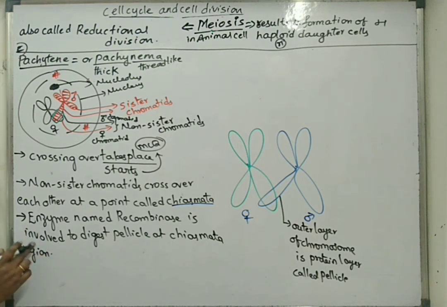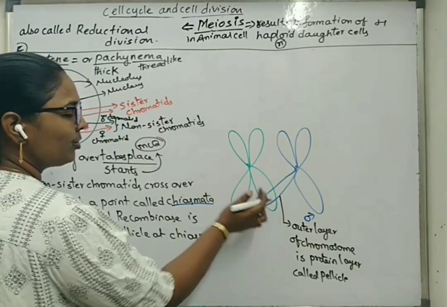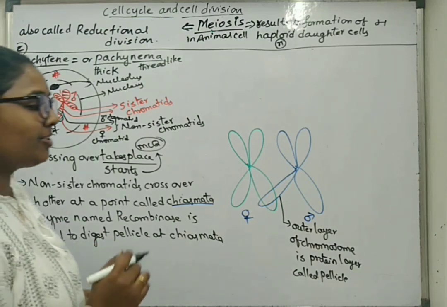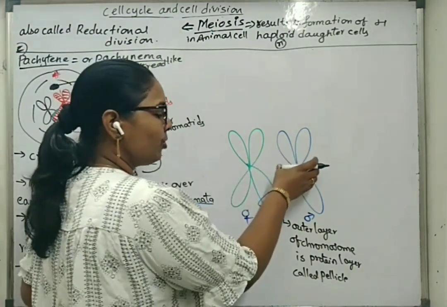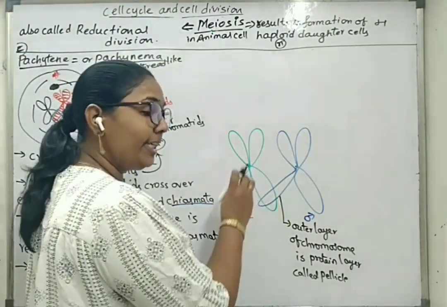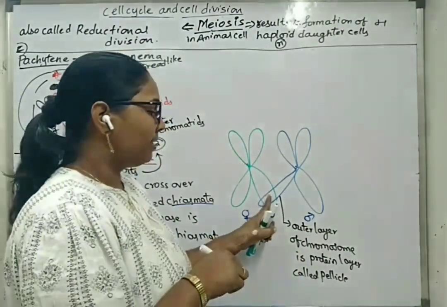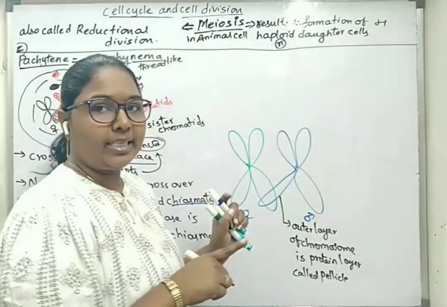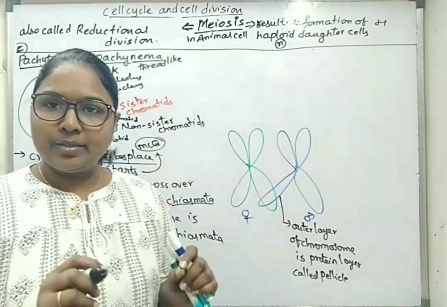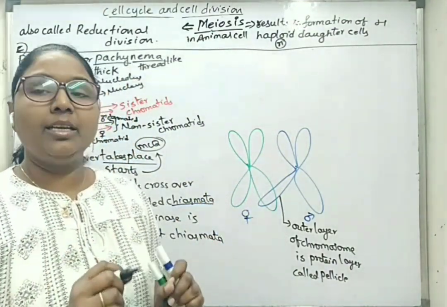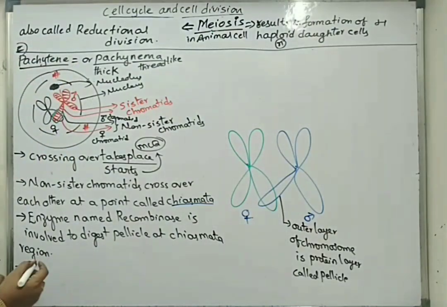So, after digestion of the outermost layers, the inside genetic material of this chromosome and this chromosome will form a network-like structure, meaning inside the chromosome or chromatids, the genetic material exchange will take place. That forms a network-like or complex-like structure called the synaptonemal complex.